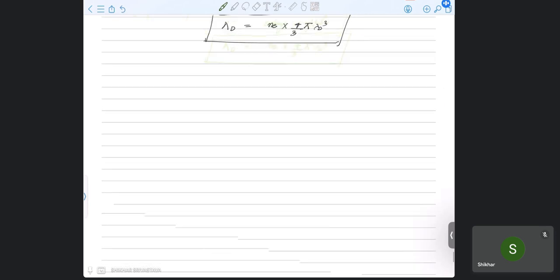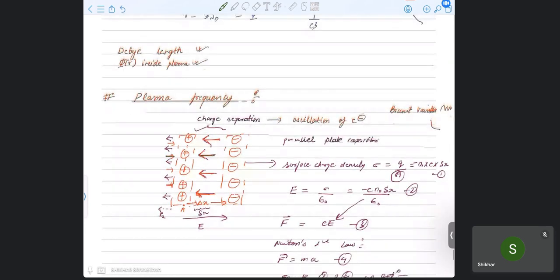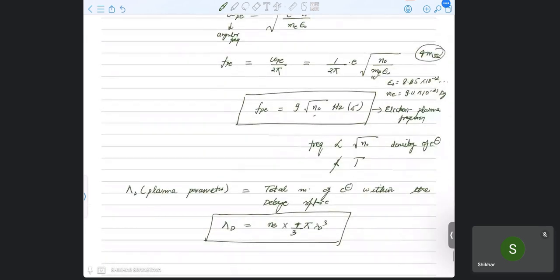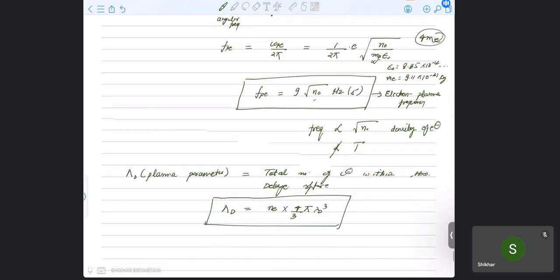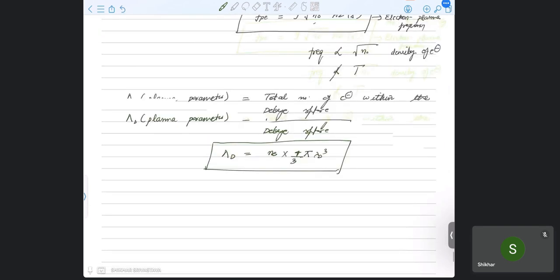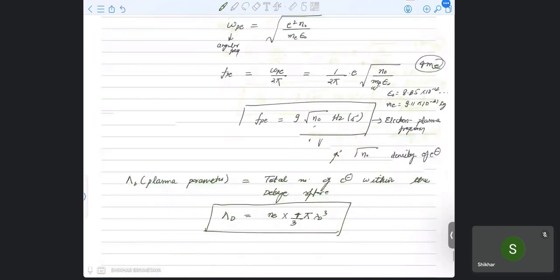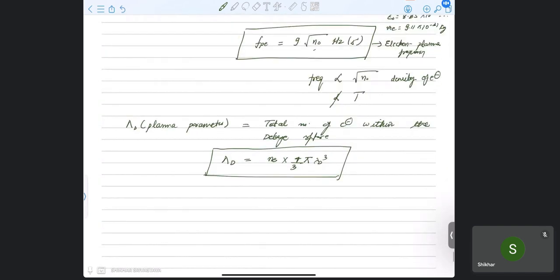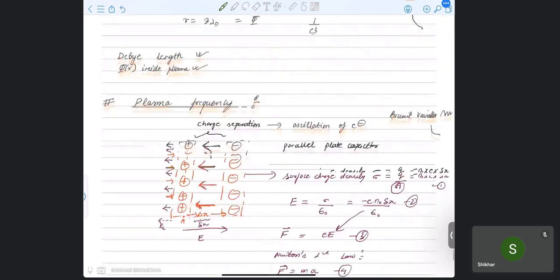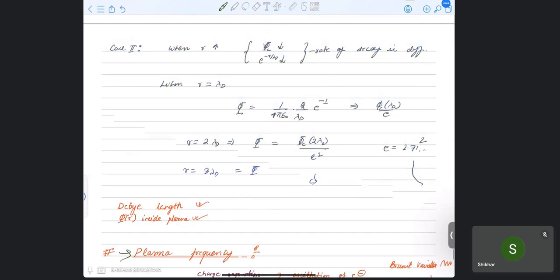So this covers some of the initial things like Debye length, Debye potential, that is the potential inside the plasma, plasma frequency, and what the plasma parameter is.